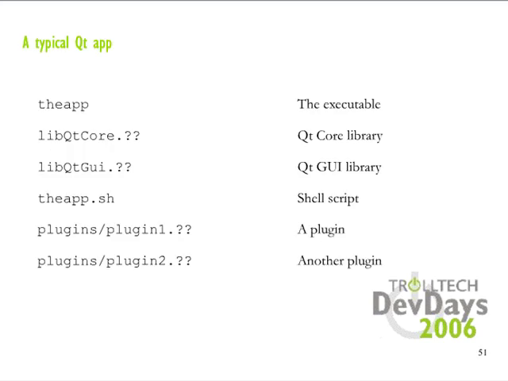So the typical Qt application on non-Linux or non-macOS 10 Unix, you have the app, which is the executable. You have libqtcore with whatever suffix, .so or .sl, libqt-GUI. You have the app.sh, which is our small shell script, which your users will execute. And then, again, you have the plugins in the same directory as your binary, so they will be found. And everything will magically work, hopefully.